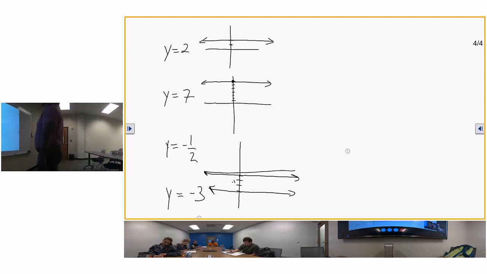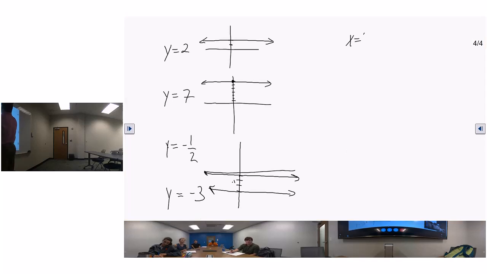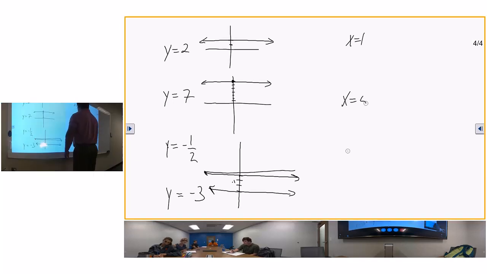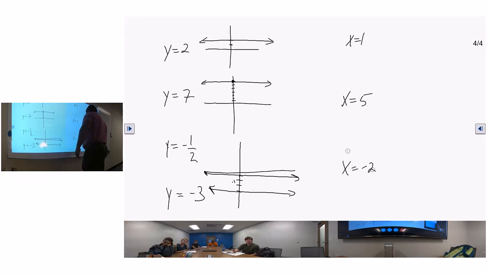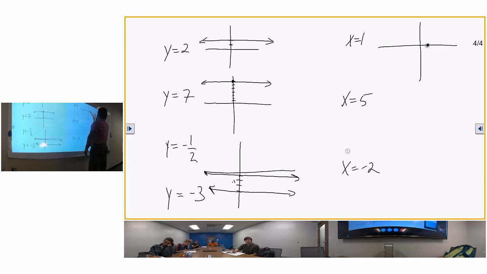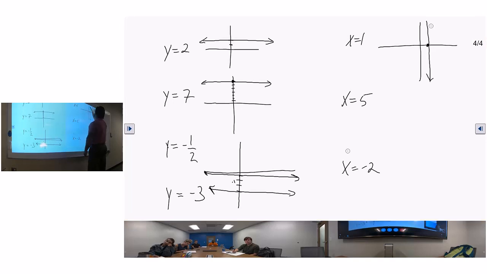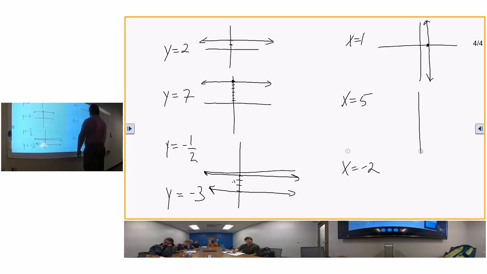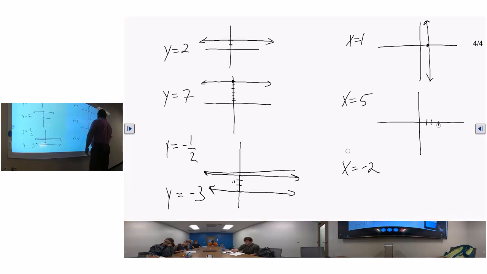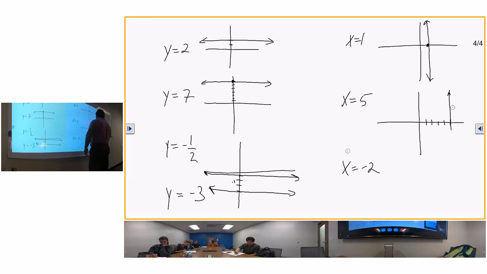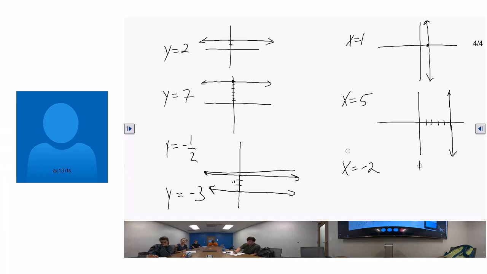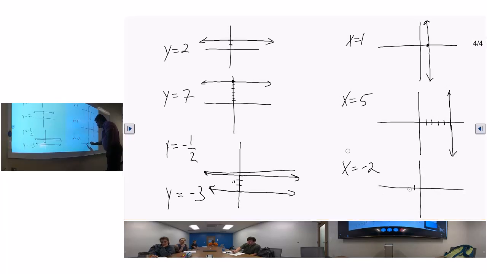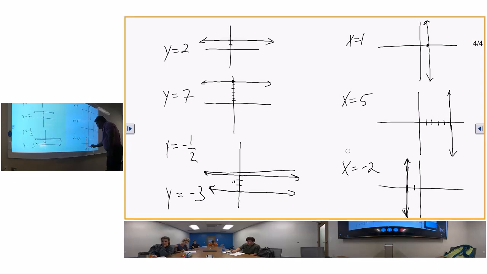X is equal to a number. X is equal to 1. X is equal to 5. X is equal to negative 2. So anytime you have x is equal to a number, it's parallel to the y-axis.